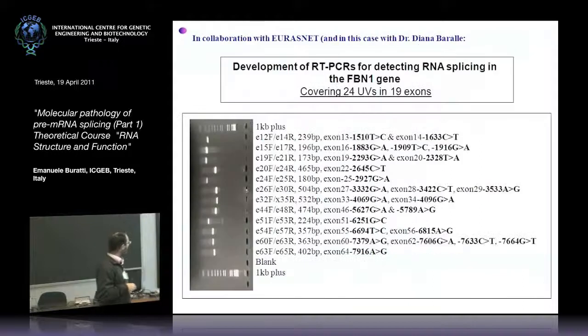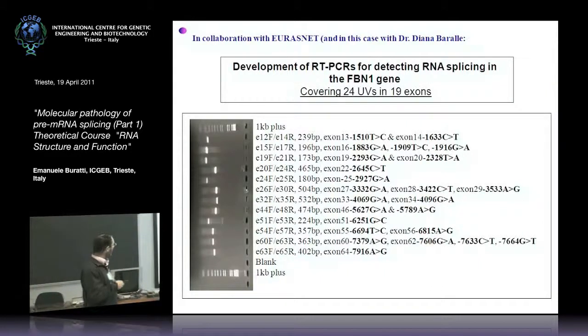So what we did together with Diana was to set up a series of primers that amplify selected regions of the gene. And the gene is expressed in monocytes. So if you want to screen for splicing mutations in potential people affected by Marfan syndrome, you simply extract the RNA from their lymphocytes, and you do an RT-PCR using this set of primers, and you see if there are differences in the amplified fragment with respect to what you expect from a normal control.